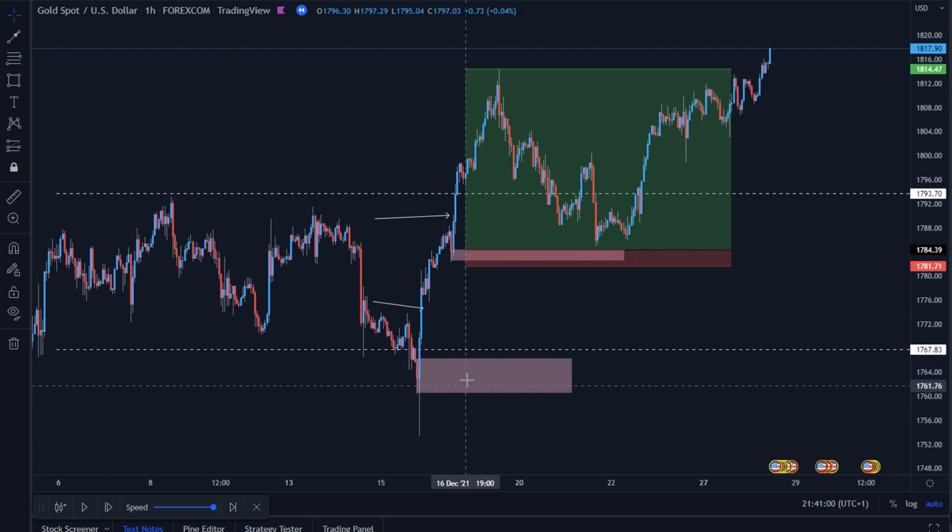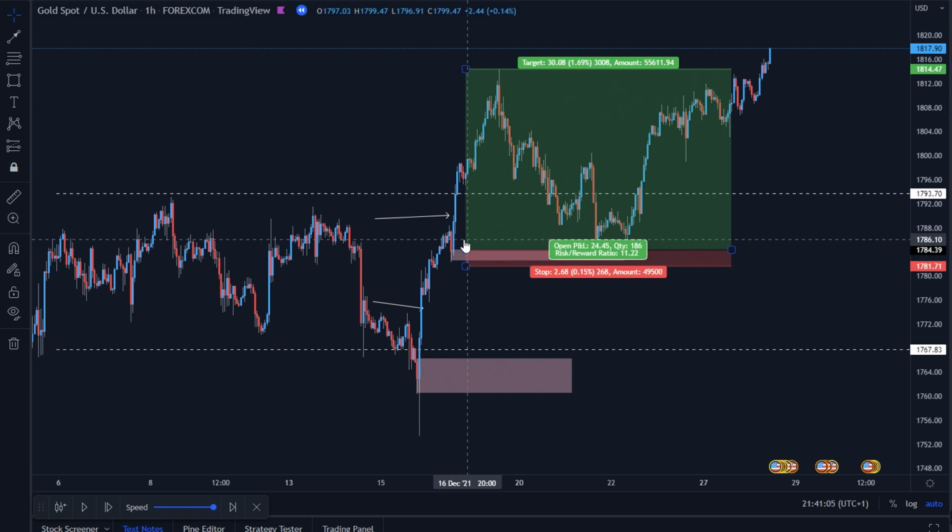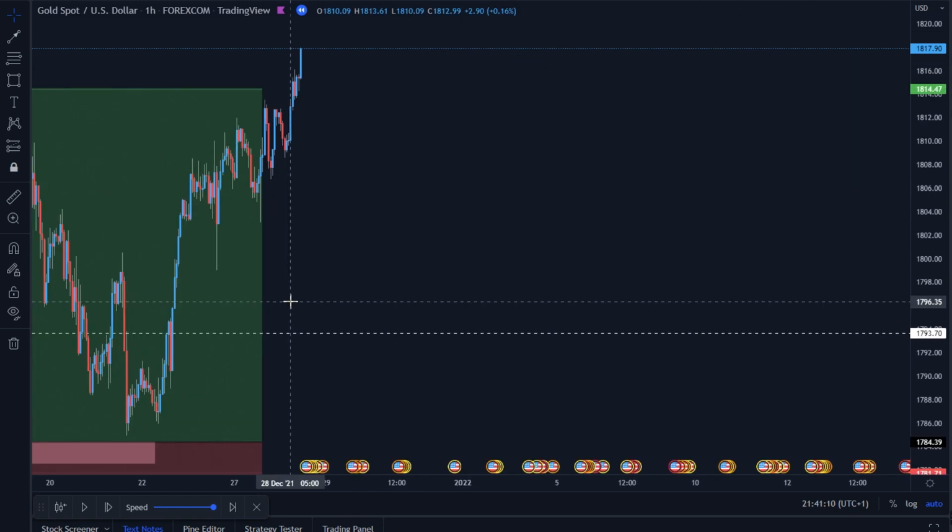If price came to this level, we would have targeted here, but since this order block is the recent leg, we targeted another week's high. So yeah, that's that. Hopefully you guys found it useful.